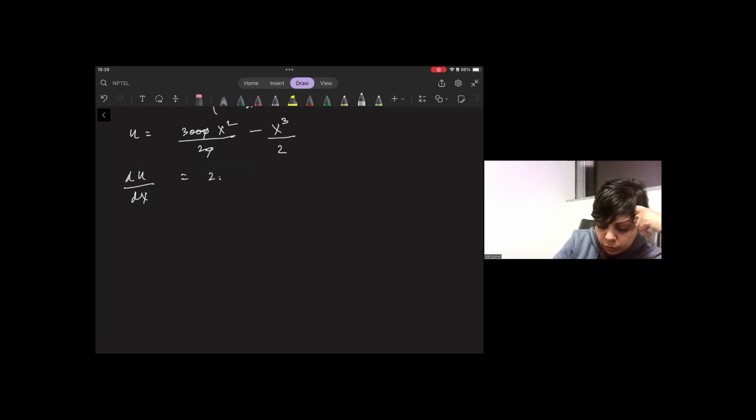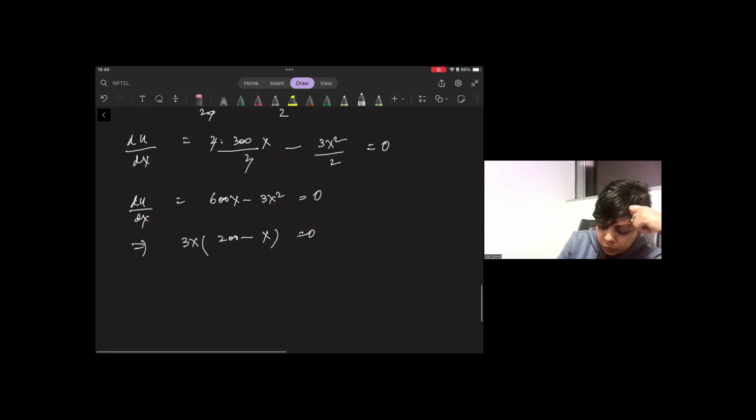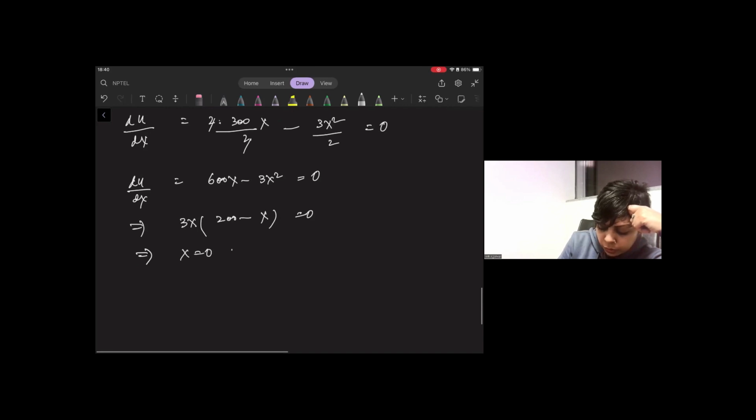Basically, you can just take 2 into 300 by 2 into x minus 3x square by 2. You can cancel out the 2 now. So this is equal to 0. du by dx is equal to, now if you want to take 2 common, you can take 600x minus 3x squared is equal to 0. Of course, you can simplify it further. 3x you can take as common. 200 minus x equal to 0, which gives you two roots. Therefore, x is equal to 0 or x is equal to 200.